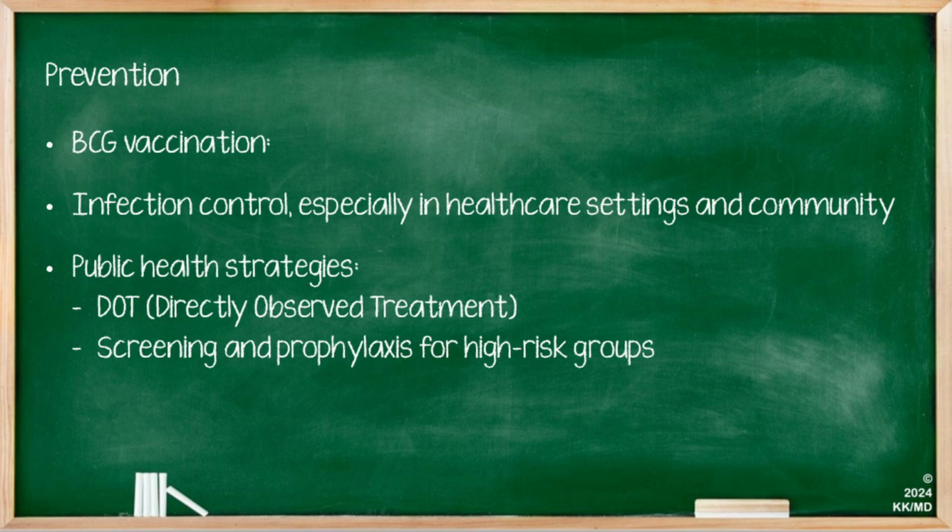There are a couple of important public health strategies that are used globally in different countries. These include directly observed treatment, and this is for patients who are particularly at high risk of lack of compliance with treatment, that they would be invited to come and have the anti-tuberculosis medication swallowed in front of a healthcare worker such as a nurse or a pharmacist. And again, different countries do have different screening and prophylaxis treatment options for high-risk groups such as those in prison.